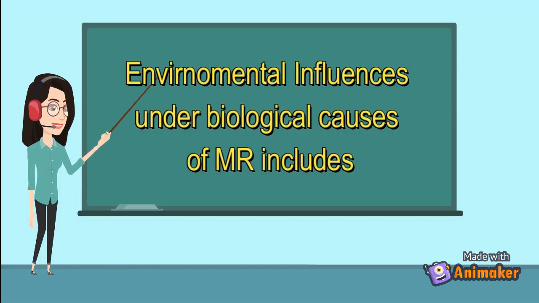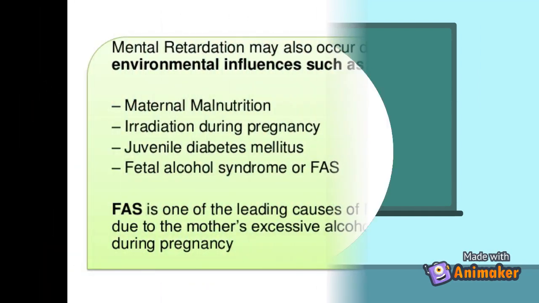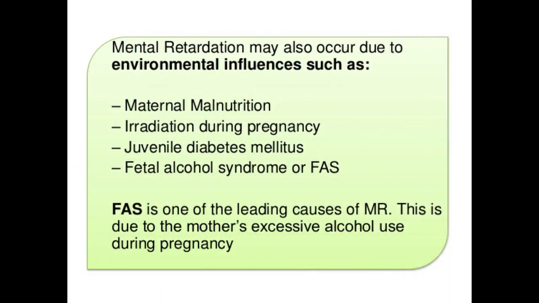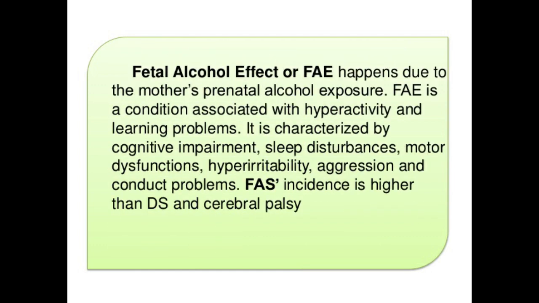Now, the environmental influences under biological causes of mental retardation include maternal malnutrition, irradiation during pregnancy, juvenile diabetes, and fetal alcohol syndrome, or FAS. FAS is one of the leading causes of mental retardation. The mother's excessive alcohol use during pregnancy has toxic or poisonous effects on the fetus, including physical defects and developmental delays.